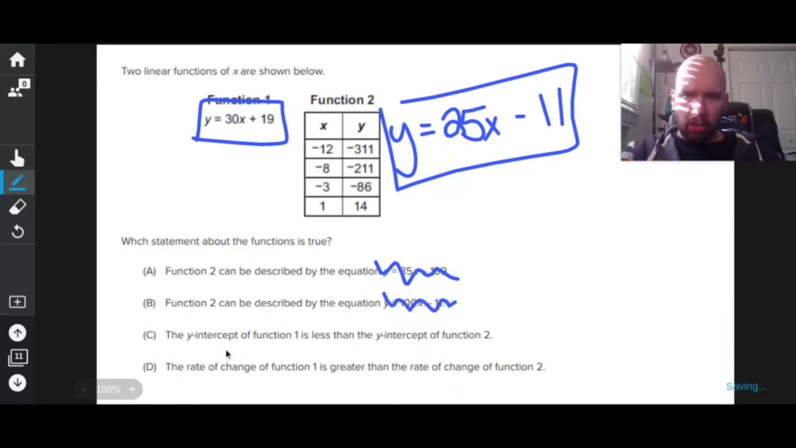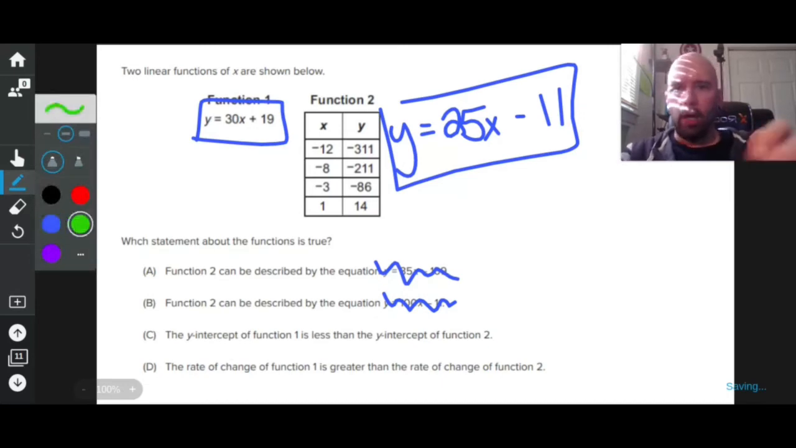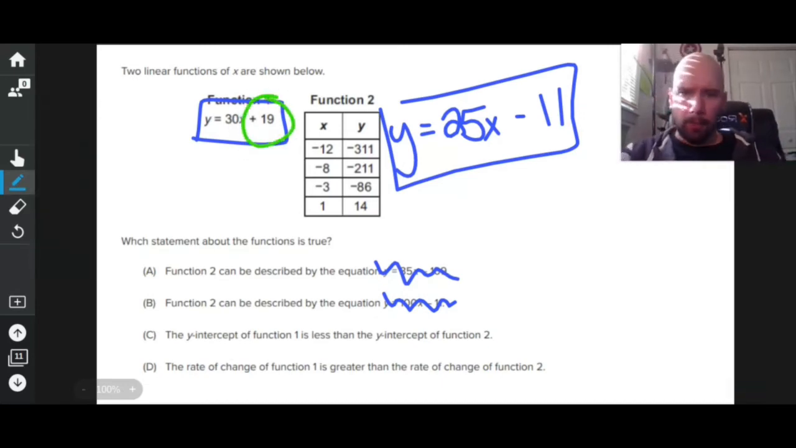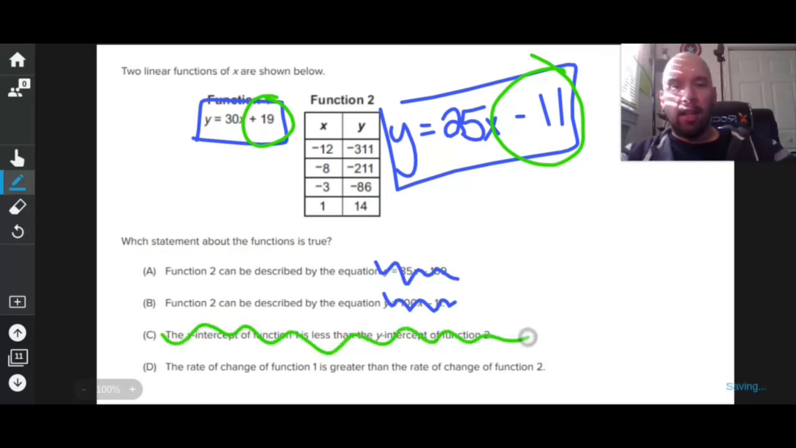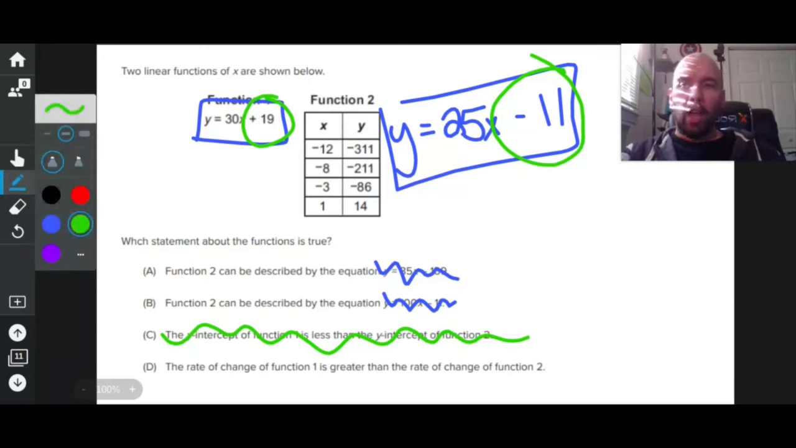The y-intercept of function 1 is less than the y-intercept of function 2. The y-intercept of function 1 is 19. The y-intercept of function 2 is negative 11. 19 is not less than negative 11. So it's got to be D, but let's just make sure.